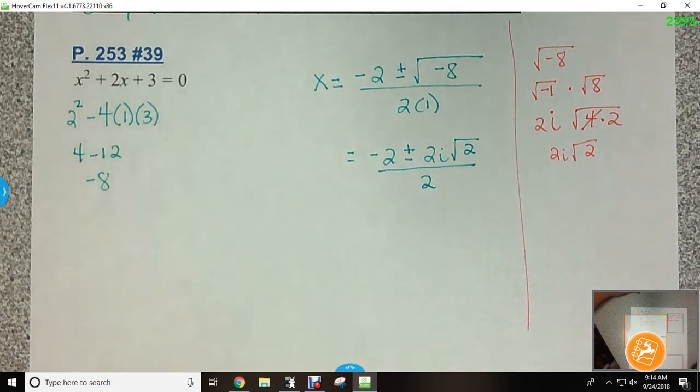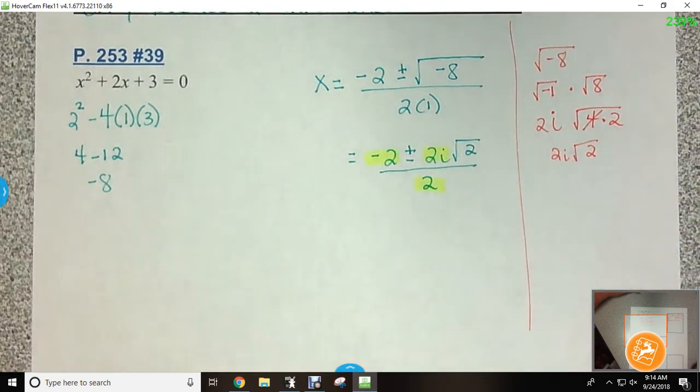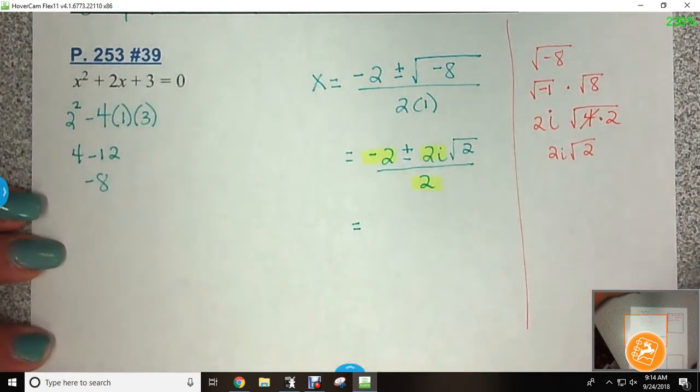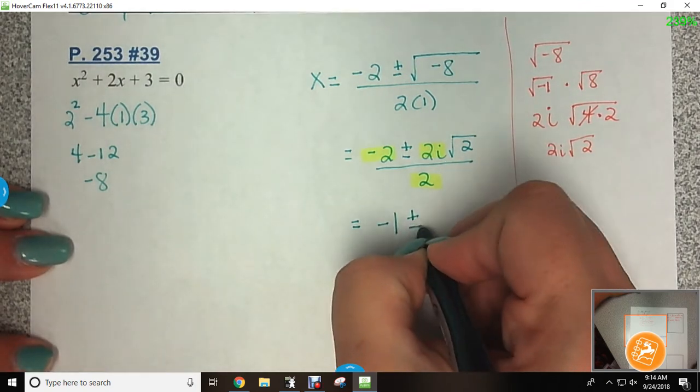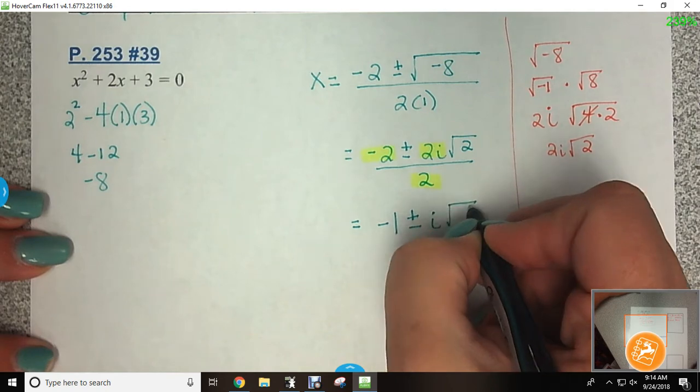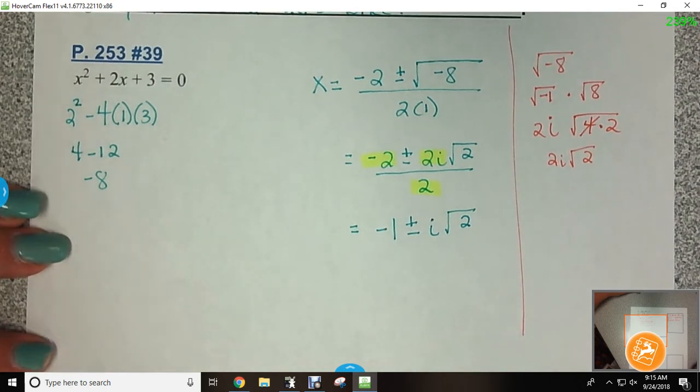Also in this problem, you see something that we did not get with the others. I want you to look at all of the things that are outside of the radical. All of those can be divided by 2, so you need to go ahead and do it. If you can only divide 2 of them by 2, don't do it. It's got to be all or nothing. So when I divide those highlighted terms by 2, I'm going to get negative 1 plus or minus i square root of 2, and then I'm going to have a 1 on the bottom. Okay, so since it has a 1 on the bottom, I don't have to write it there.